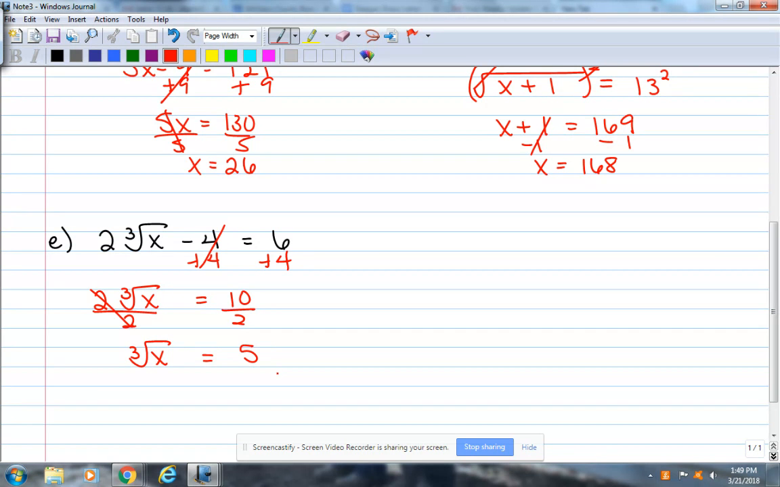Okay? So what's the opposite of taking a cube root? Cube it. Raise it to the third power. So that cancels the radical and leaves you with x equals, what is 5 to the third power? 125. Yep. Are we good?